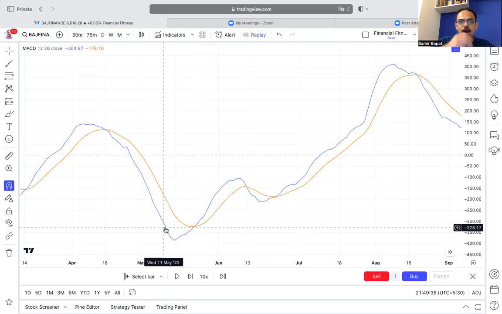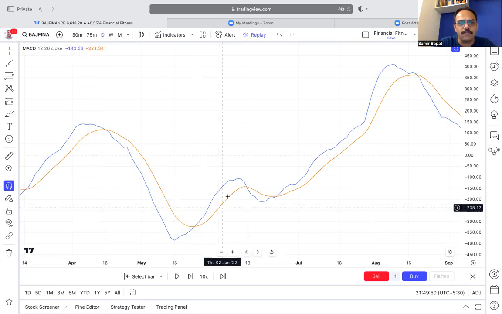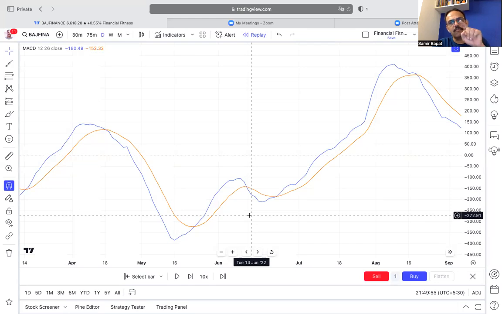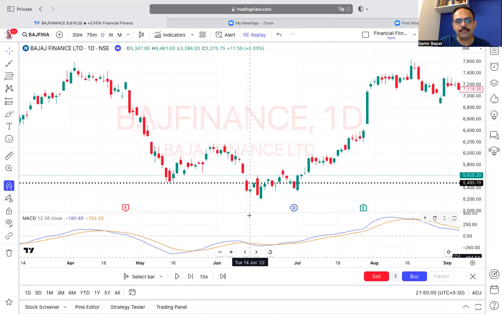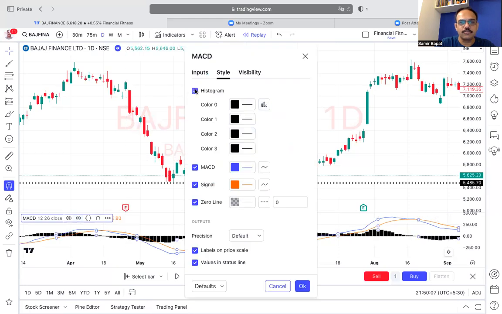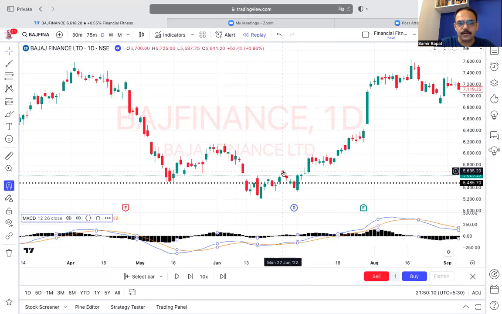Now, what we are trying to do is we'll try to mix two things to be more successful. We want our probability of success to increase. So what we will do is we will mix divergence with crossover with position of MACD. Now, I'll bring in the histogram. I'll just make it a little larger.